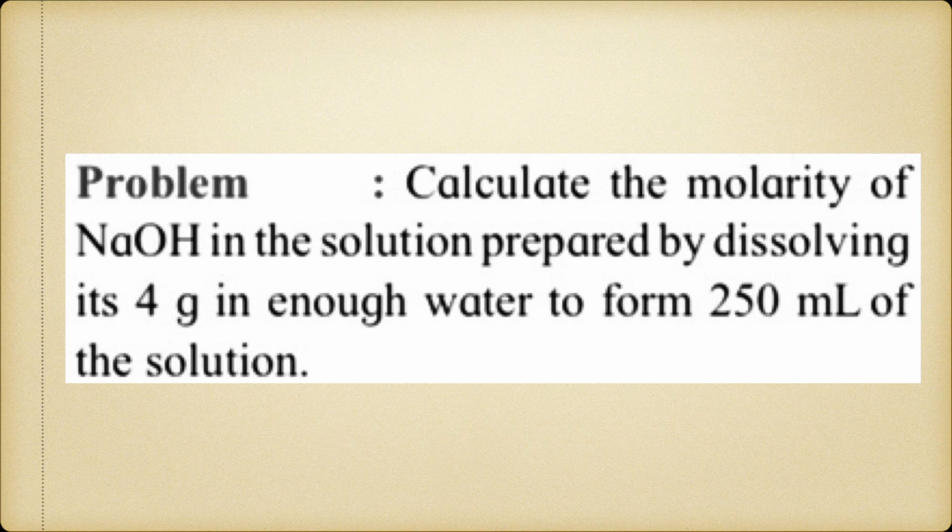So over here what is given? Given is 4 grams. What is 4 grams? It is the mass of NaOH taken. Okay, so mass of NaOH is given as 4 grams. Then what is 250 ml? 250 ml is the volume of solution. We want it in liters, so I have to convert 250 ml into liters. So it will be what?